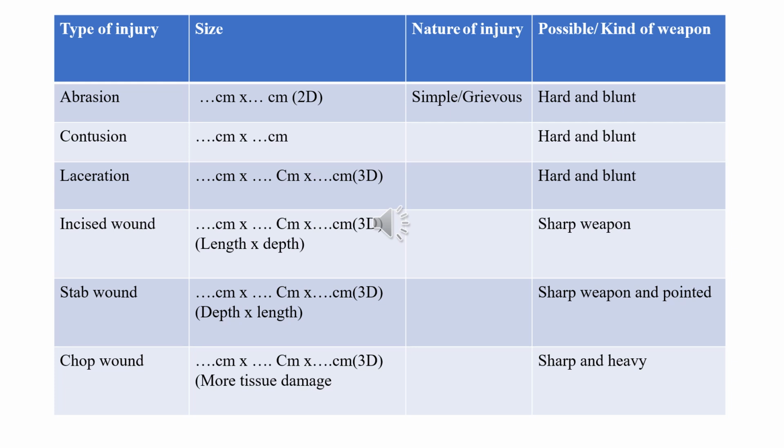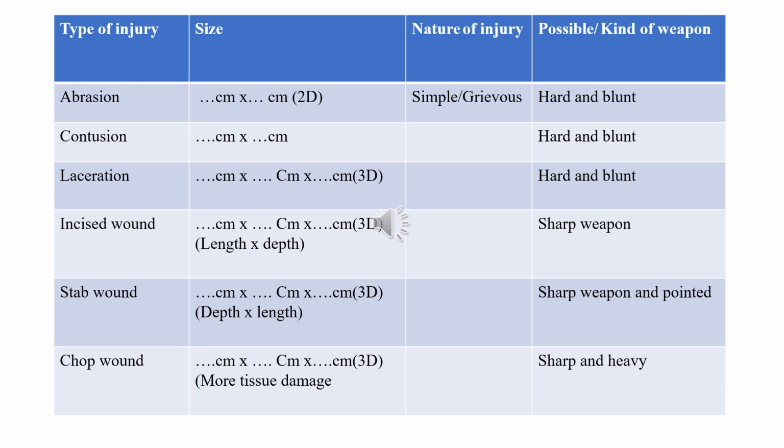Now, apart from the abrasion and contusion, all the injuries, laceration, incised wound, stab wound, chop wound, are three-dimensional. So, in the size column, there should come centimeter by centimeter by centimeter. In laceration, it is caused by a hard and blunt weapon. Now, we come to the sharp weapon injuries. Incision is three-dimensional, caused by a sharp weapon. Stab wound is also three-dimensional and it is caused by a sharp, pointed weapon.